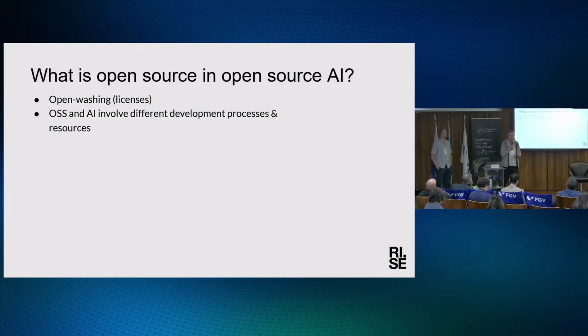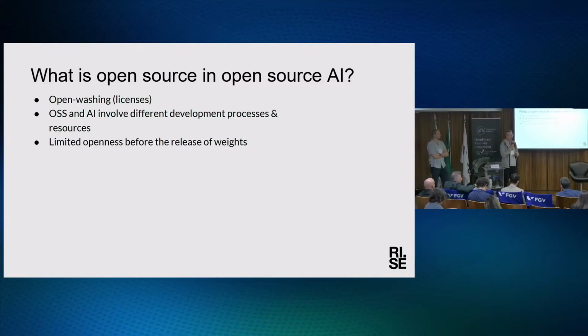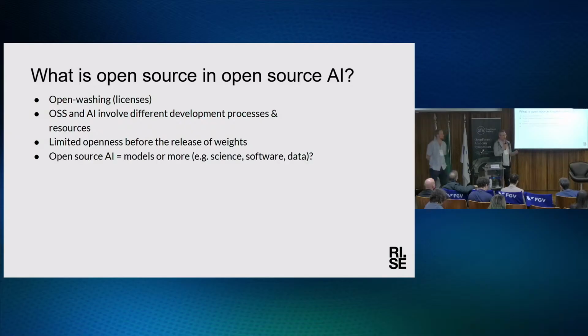And then there's also this, as was mentioned in the previous presentation, these different artifacts involve different ways of collaboration or development that we need to recognize. It requires different resources, different ways of coordinating and governing. And limited openness before the release of the weights. Again, typically it's only the weights that get released, and then come the questions about, okay, but what data went into this? What about the transparency? Now we are seeing more and more calls for regulation. So open source AI, what does this really imply?